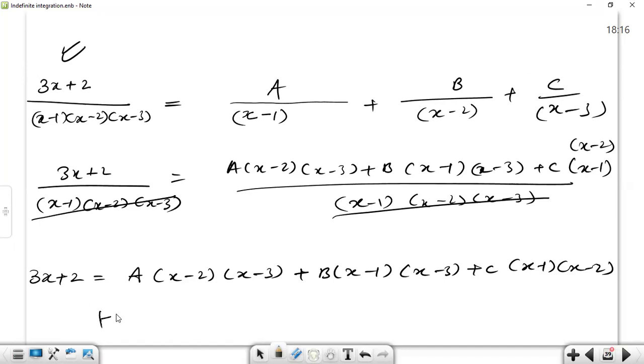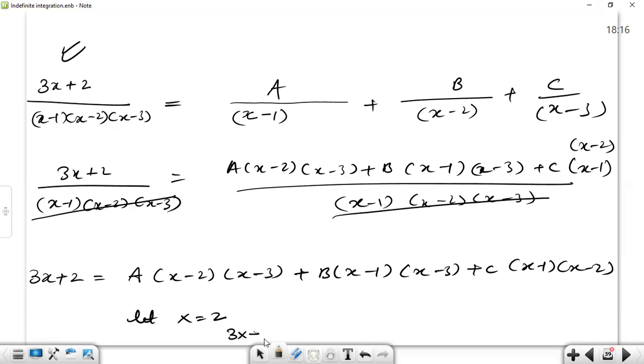Now what we will do further is hit and try: we will let the value of x one by one. We will first take x equals 2. So two terms will be cancelled and only b will remain in the equation. After finding the value of b, we will continue. So first we let x equals 2. After letting x equals 2, this term will be 0 and this term will be 0.